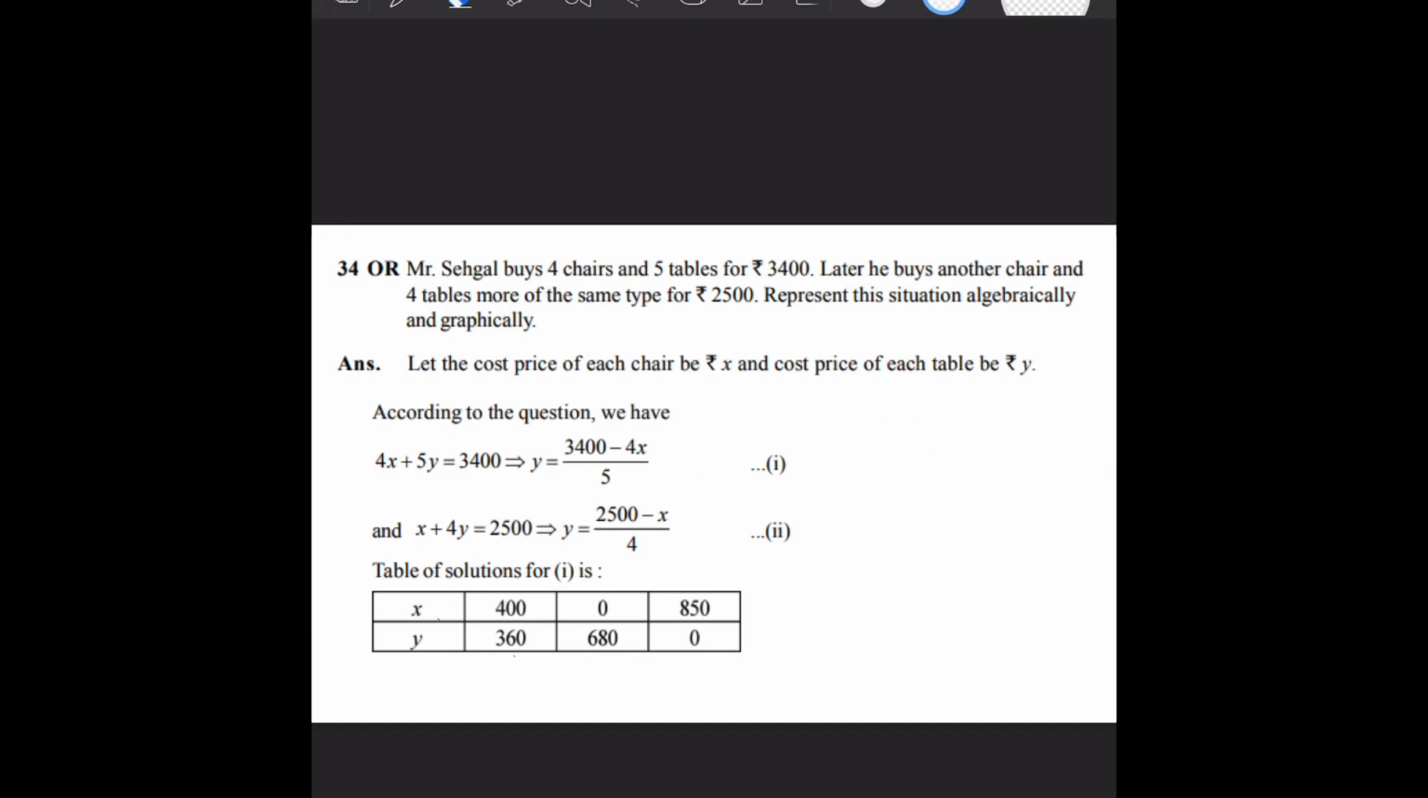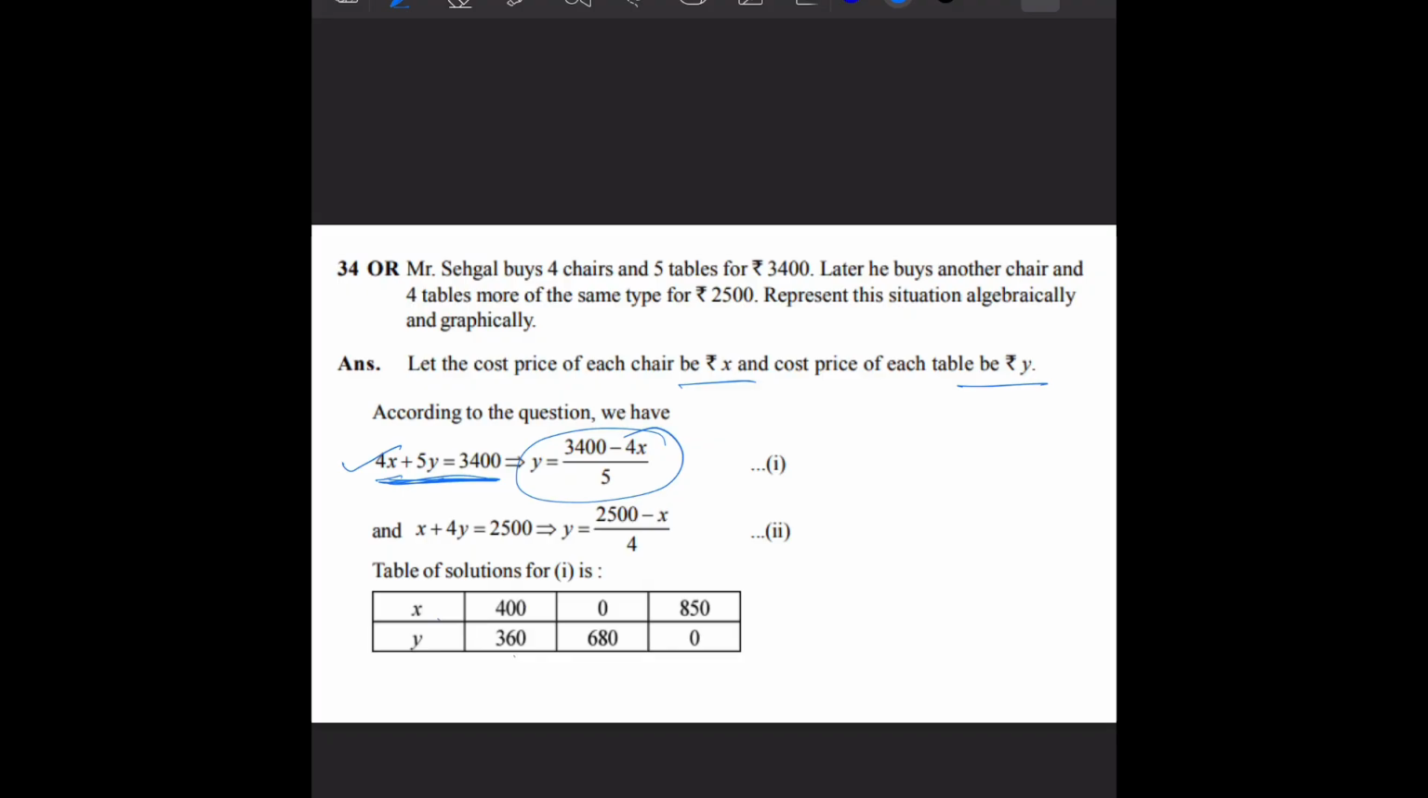Mr. Sehgal buys 4 chairs and 5 tables for 3,400. Later, he buys another chair and 4 tables more of the same type for 2,500. Represent this situation algebraically and graphically. Let the cost of each chair be rupees X and the cost of the table be Y. According to the first condition, 4 chairs and 5 tables, इनकी cost total हो जाएगी 3,400. I'll write Y in terms of X.